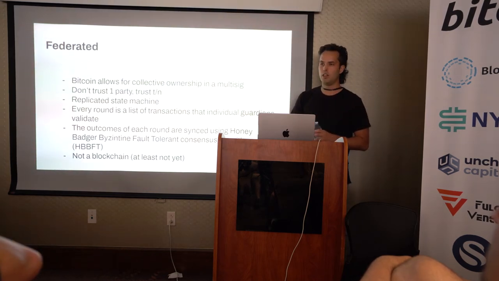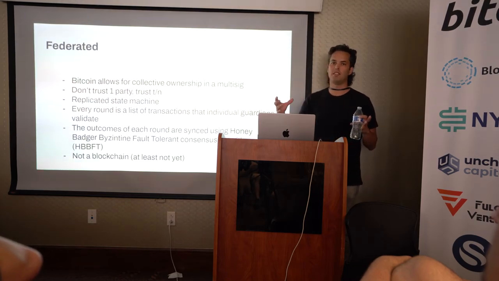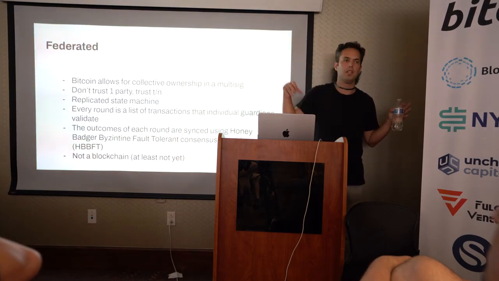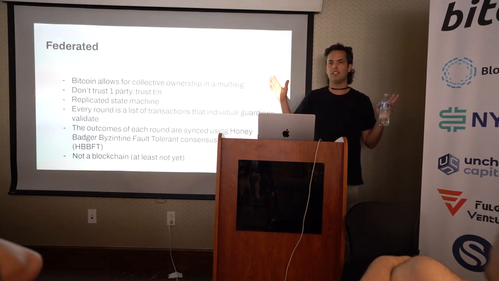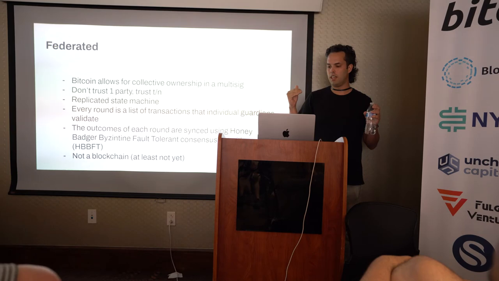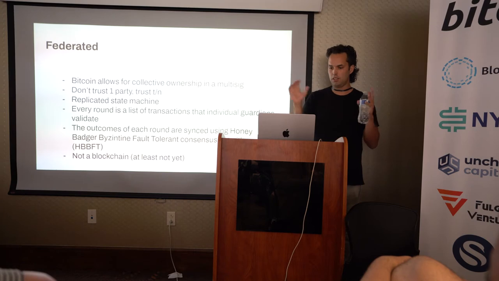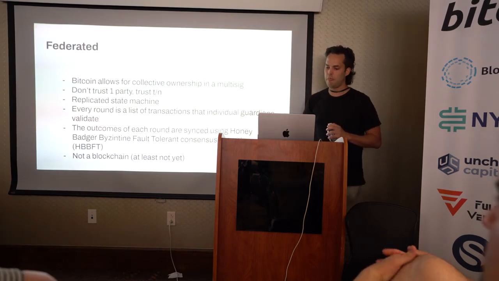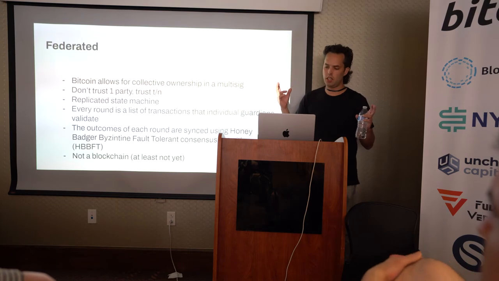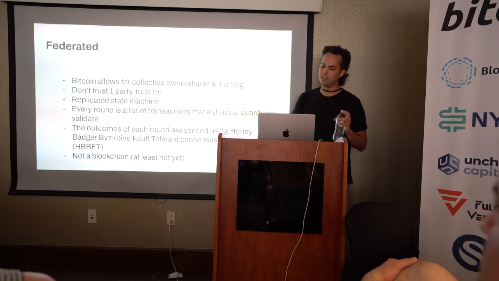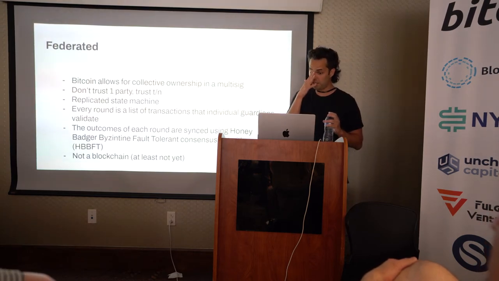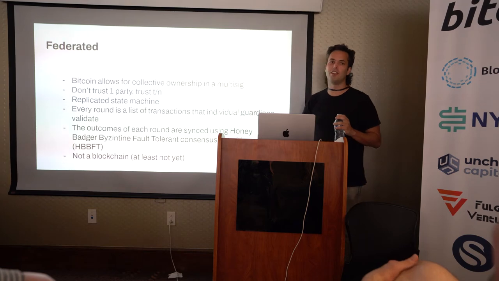If you think of the old Chaumian mint as a state machine, this is like a replicated state machine running in a few places, and each round is like an epoch, kind of like a block in the blockchain, but there's no blockchain here. It's just like a UTXO set at the current round state. Each round is a list of transactions that the individual federations validate. The outcomes are synced using a consensus algorithm called HBBFT, Honey Badger Byzantine Fault Tolerant Consensus Algorithm, which I think was maybe produced by shitcoiners. It's one benefit of shitcoins: they've done a lot of research on stuff like this.